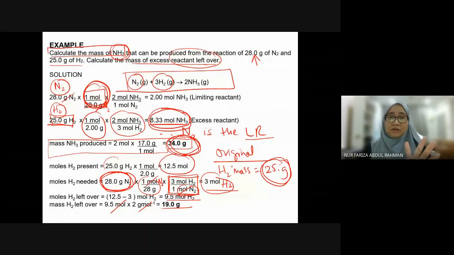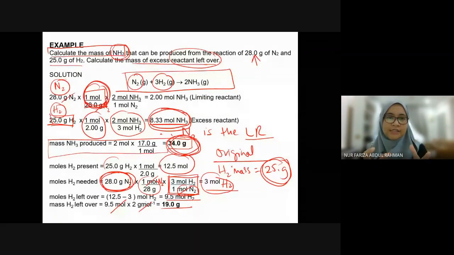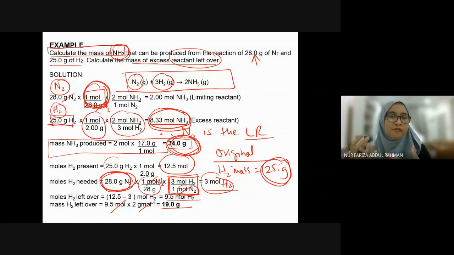Boleh, you still somehow dapat lah tapi dia tak accurate lah. Okay, don't base on product. Product is something that can vary. Maksudnya dia variable. Sebab produk ni dia depend like what I said just now, dia banyak factor that can affect the production of the product. If you base on something that is not fixed, that means your calculation may also change.